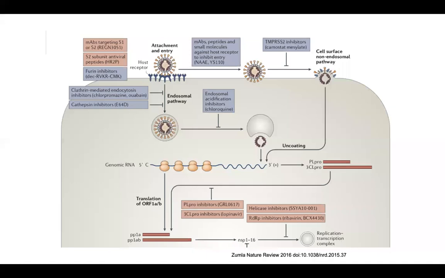And on the top on the right, you can see this other pathway at the plasma membrane, again, that involves cleavage of the S protein into the subunits and then entry there through a non-endocytosis pathway. Down about halfway, middle of the screen, you can see the two viral proteases, the papain-like protease and the 3CL protease, which again are important for cleaving the non-structural proteins, the RNA-dependent RNA polymerase and the helicase.